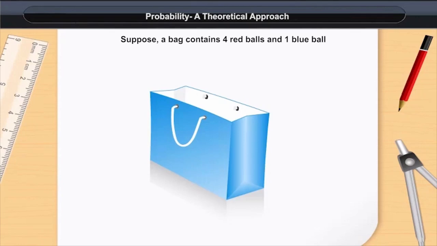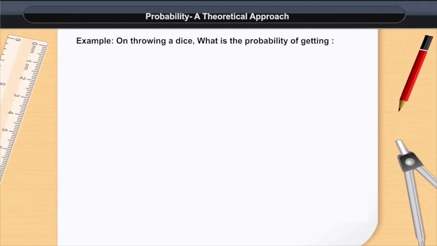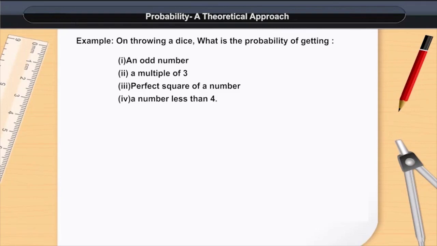However, the outcome of drawing a ball of any color from the bag is equally likely. Therefore, all experiments necessarily need not have equally likely outcomes. Let us understand it with the help of examples. Example: on throwing a dice, what is the probability of getting 1. An odd number, 2. A multiple of 3, 3. A perfect square number, 4. A number less than 4.